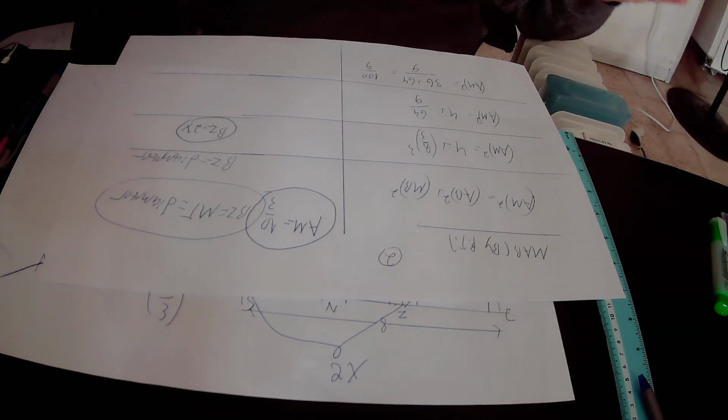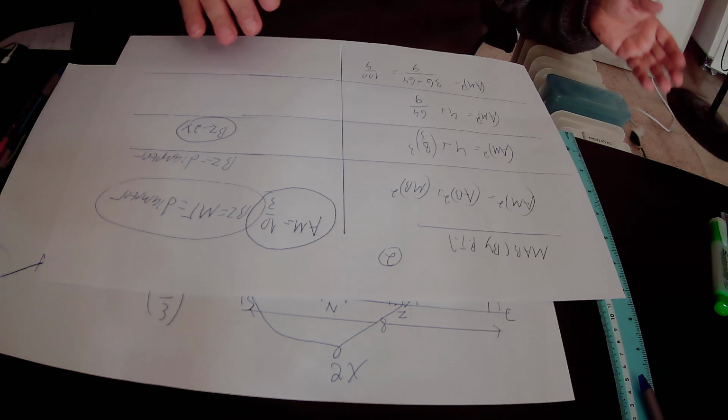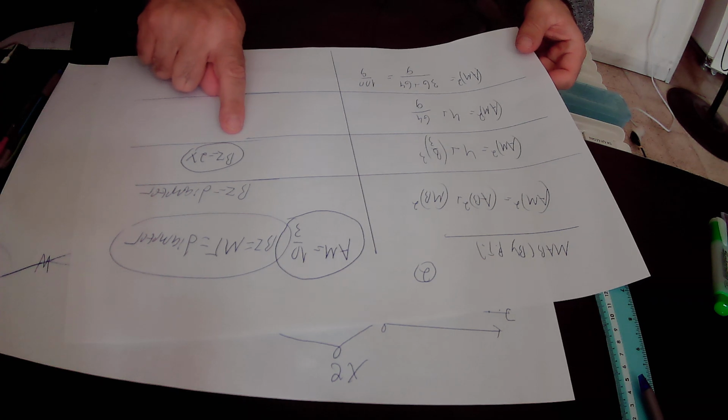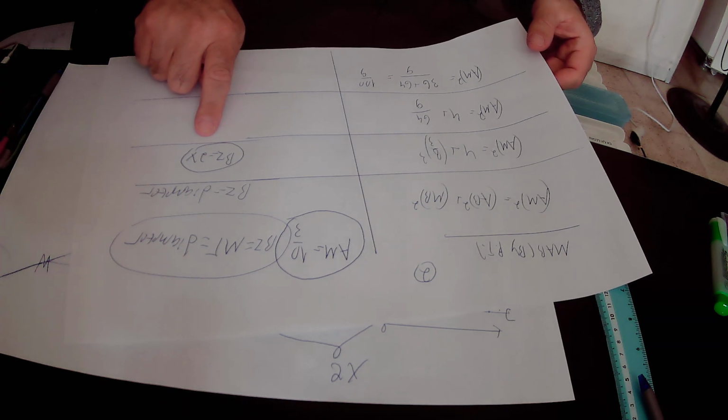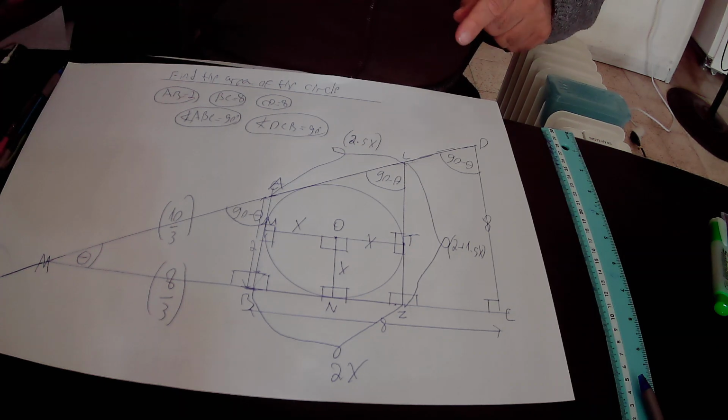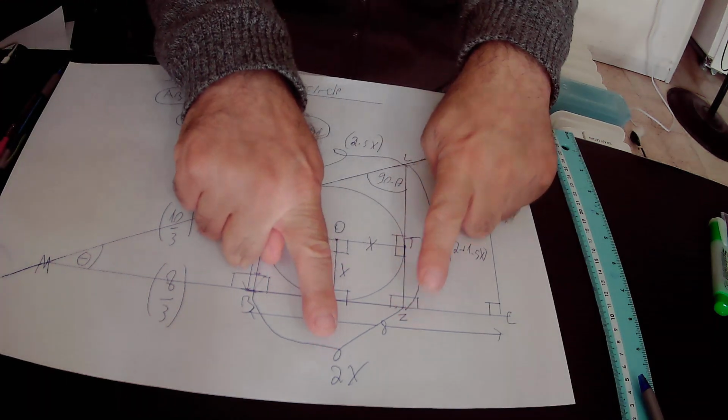But the diameter of any circle is twice as long as the radius. And the radius is x, therefore the diameter must be 2x. The diameter BZ must be equal to 2x in its length.